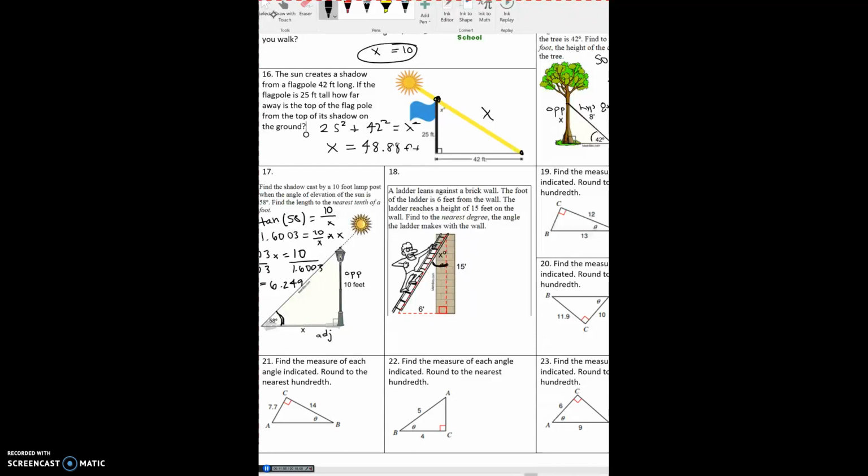So let's label. We have the opposite and adjacent. So we're going to use tangent of x is equal to the opposite divided by the adjacent. We need to take the inverse tangent of both sides. Those cancel out. We're left with x is equal to the inverse tangent of 6 divided by 15. Put that in your calculator and you get x equals 20.56 degrees.